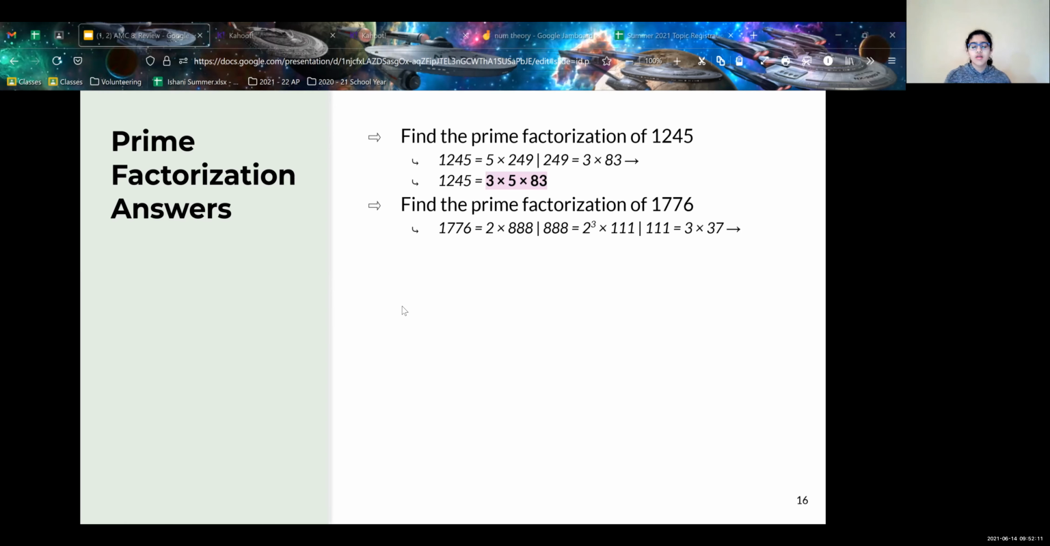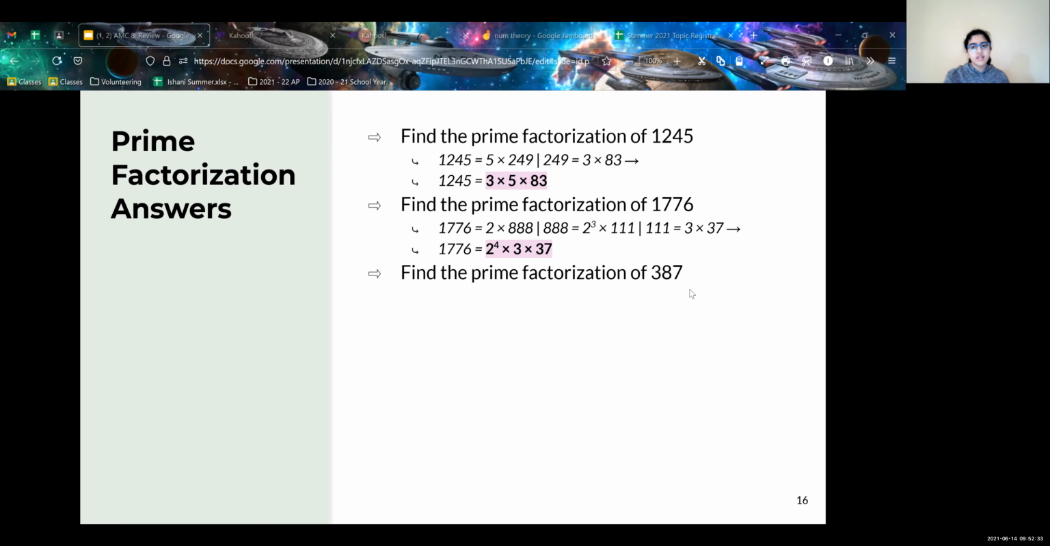So yeah, as Rishabh said in the chat, know the basic divisibility rules so that you can easily find the prime factorization of a number and see if it's prime or not. So that means that the prime factorization of 1776 is 2 to the power of 4 times 3 times 37.